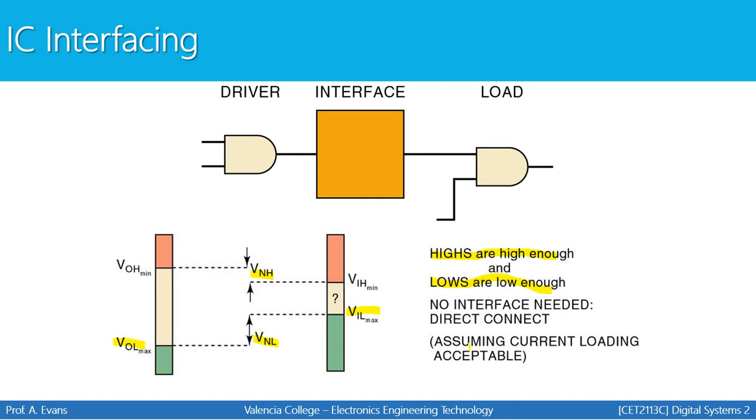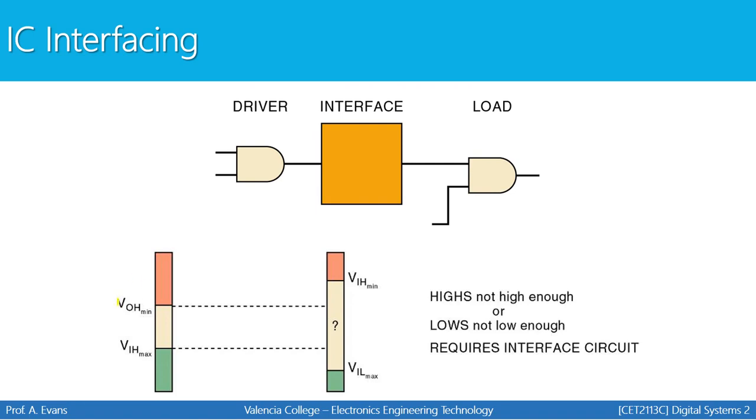And this particular example would also assume that all your current loading, your current sourcing and sinking is acceptable as well. But let's say that your highs are not high enough. So the high coming out of a driver is not high enough for the load to interpret it as a high. Or let's say that your low is not low enough. In these cases, we would need to have an interface. We would need to insert something in between the output of the driver and the input of the load to condition that signal and make it so that the input can be interpreted the way the output is meant for it to be received.